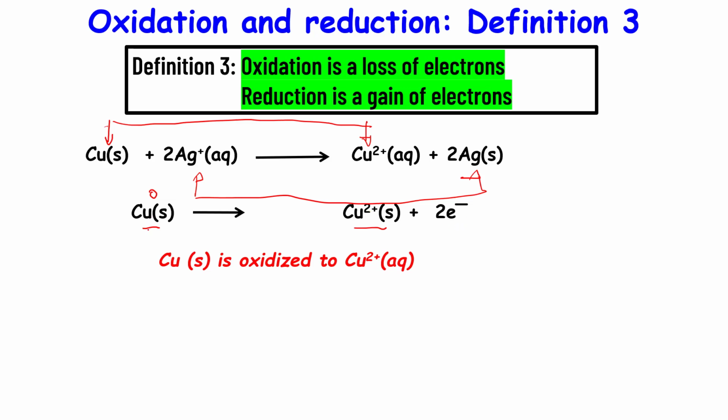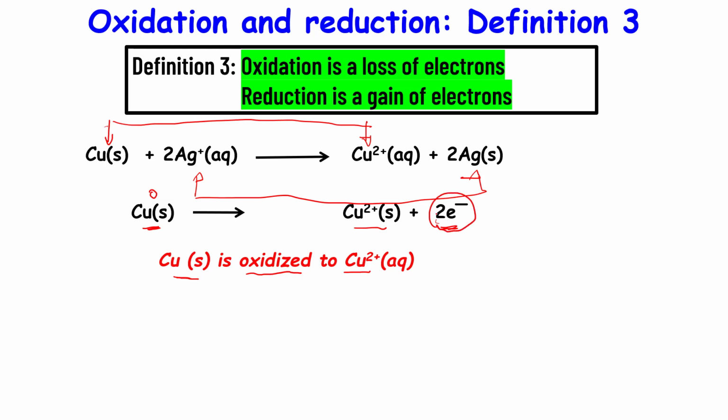That means that this copper over here would have lost 2 electrons in order to make this copper 2 plus ion. Okay, so this copper 0 has lost 2 electrons. Because it has lost 2 electrons, we say that the copper solid has undergone oxidation, or we say that copper solid is oxidized to copper 2 plus aqueous. And when it's doing this, it has lost these 2 electrons. Okay, so that's what is happening.